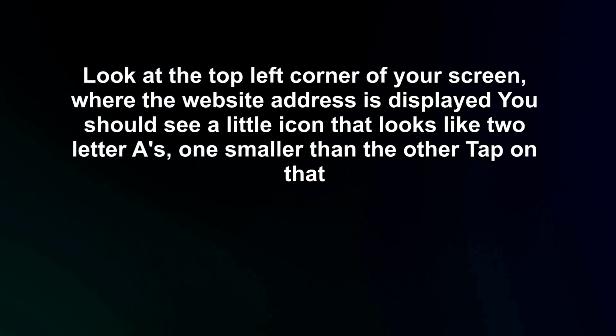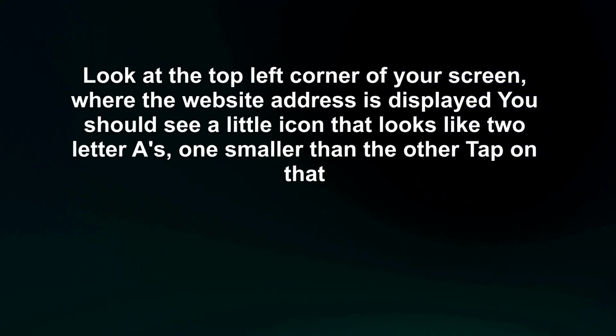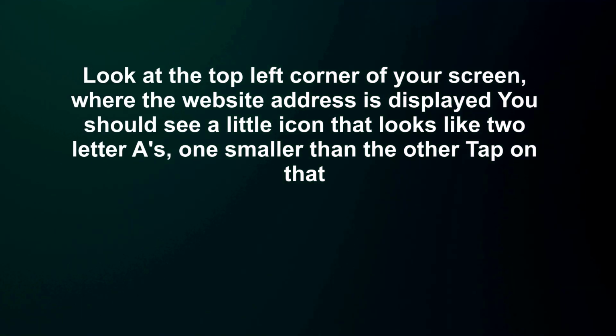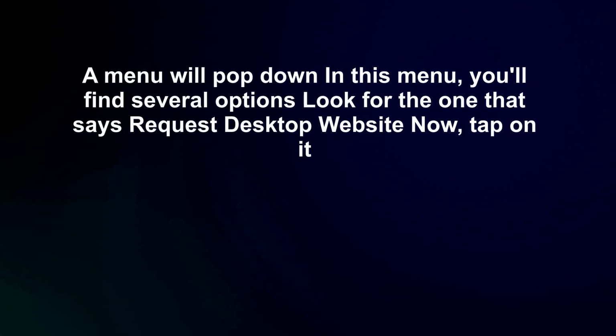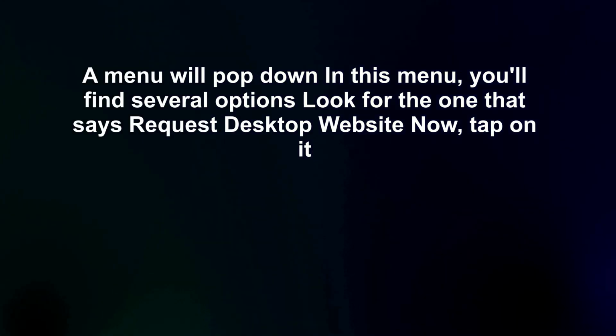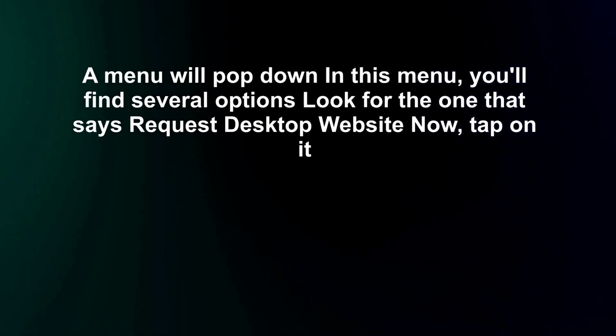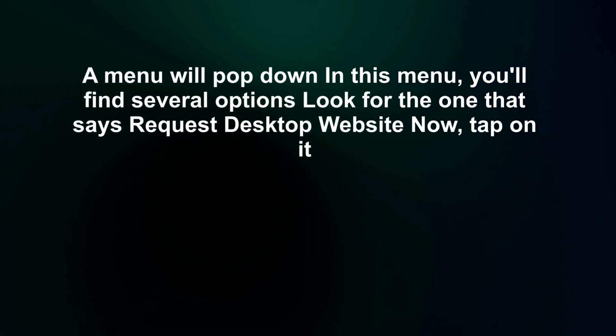Look at the top left corner of your screen, where the website address is displayed. You should see a little icon that looks like two letter A's, one smaller than the other. Tap on that. A menu will pop down. In this menu, you'll find several options. Look for the one that says Request Desktop Website.